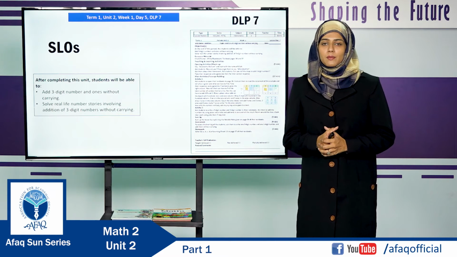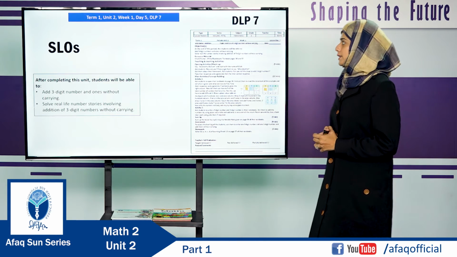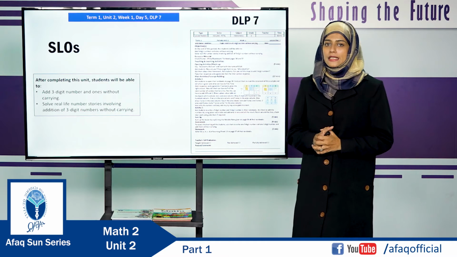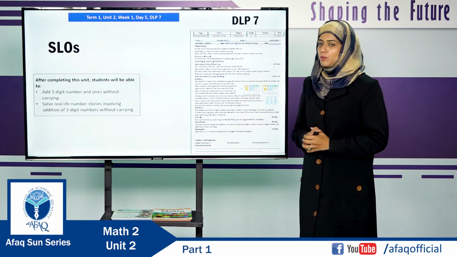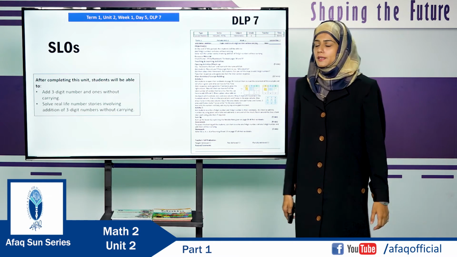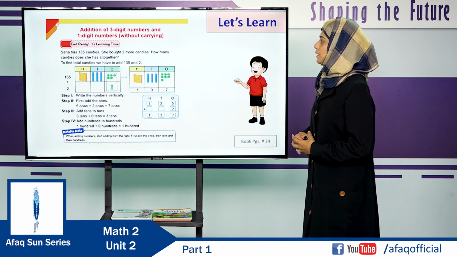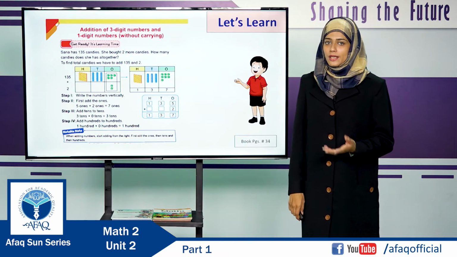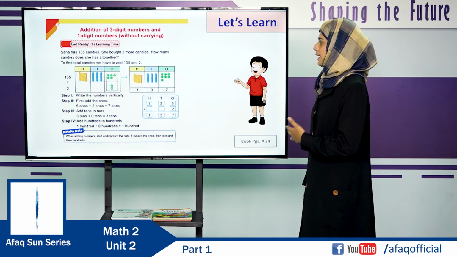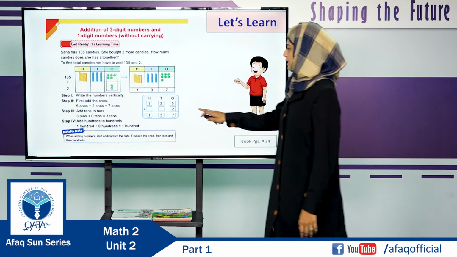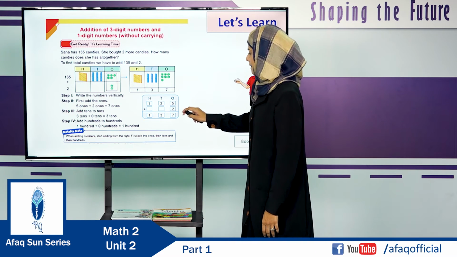To cover this, the methodology has been provided in DLP 7, which falls in Term 1, Unit 2, Week 1 of Day 5. On page number 34, we are going to add 3-digit numbers and 1-digit number without carrying. Let's see this question in detail.